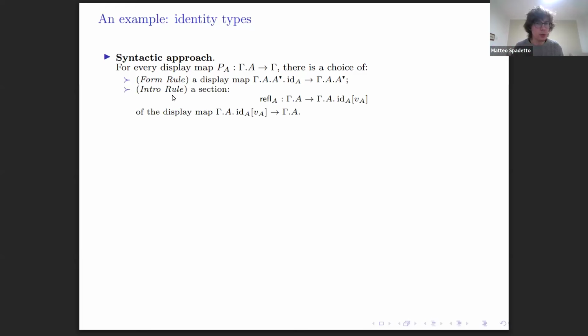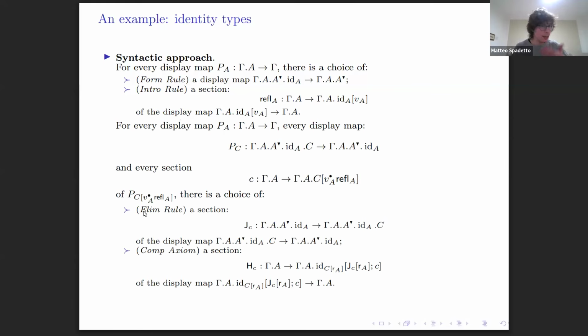And similarly, the introduction rule tells us, look, if you give me a type A in context Γ, then I'll give you back a term of type x = x, where x is a variable of type A. And this is exactly what we are asking here: a choice function that to every display map gives back a section of the display map interpreting that type, interpreting the type x = x. And then, I'm not going to read this in detail, but the idea is similar for the elimination rule and the computation axiom.